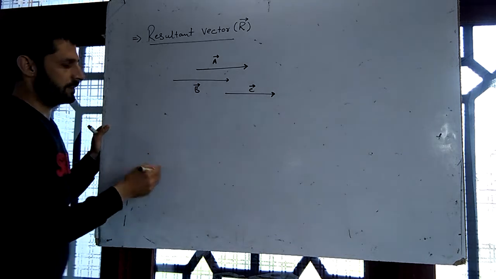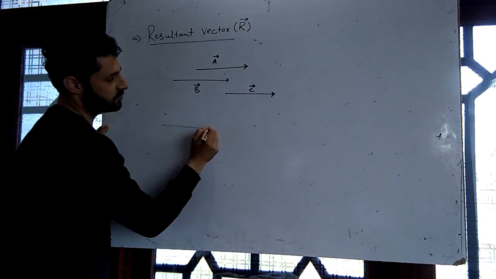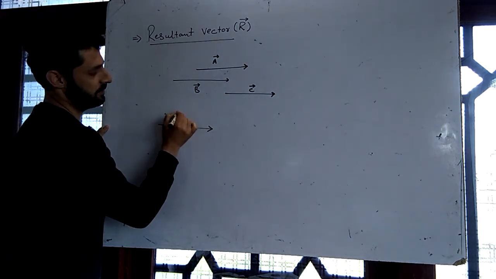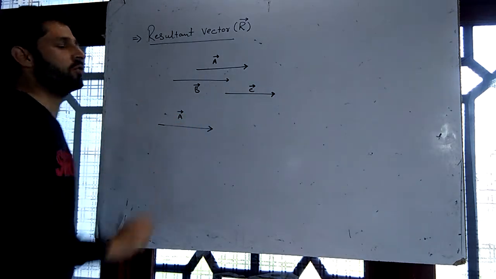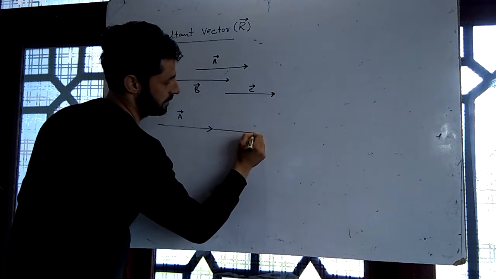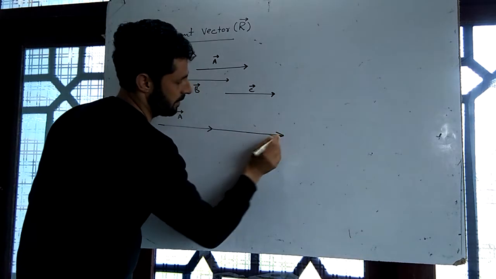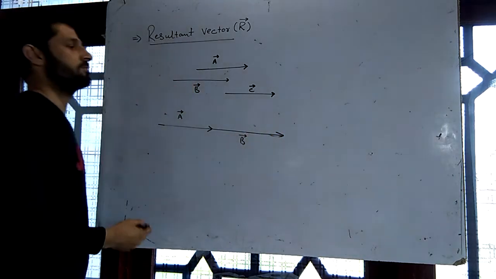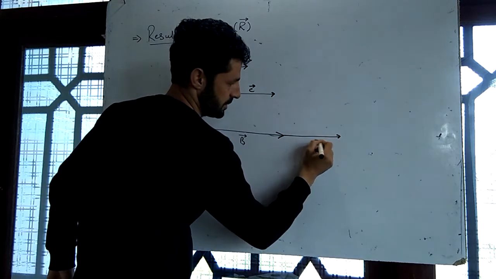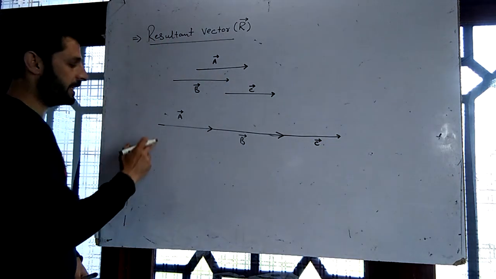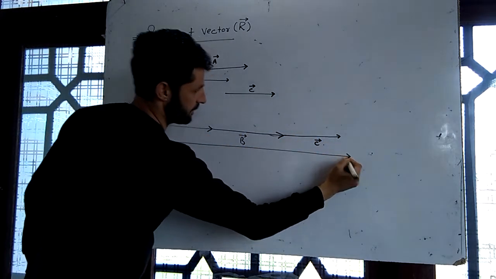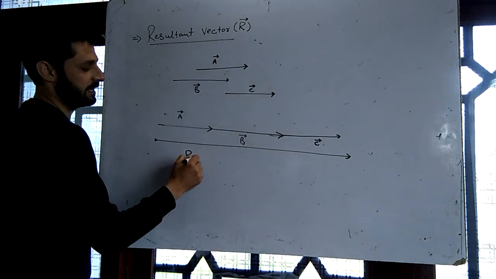Now we have three vectors A, B and C. Now first draw a vector A. Join the tail of B with the head of A if they are in the same direction. If they are in opposite direction, then you have to follow the same. Join the tail of B with the head of A. Now this is vector B. Now join the tail of C with the head of B. This is C. Now a single vector drawn from the tail of the first vector to the head of the last vector is the resultant vector.